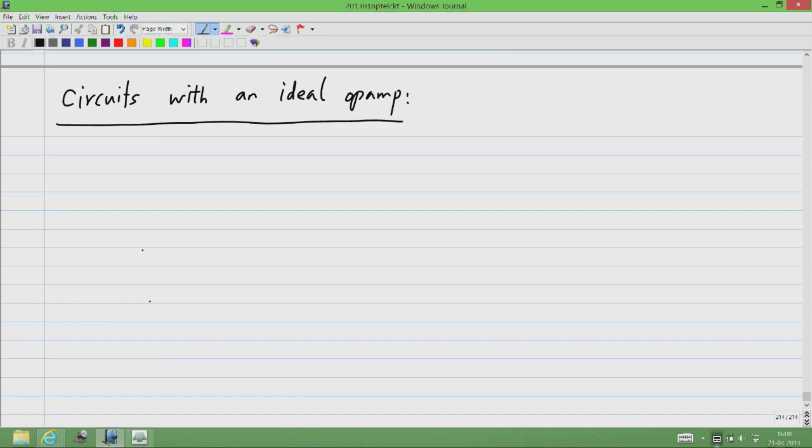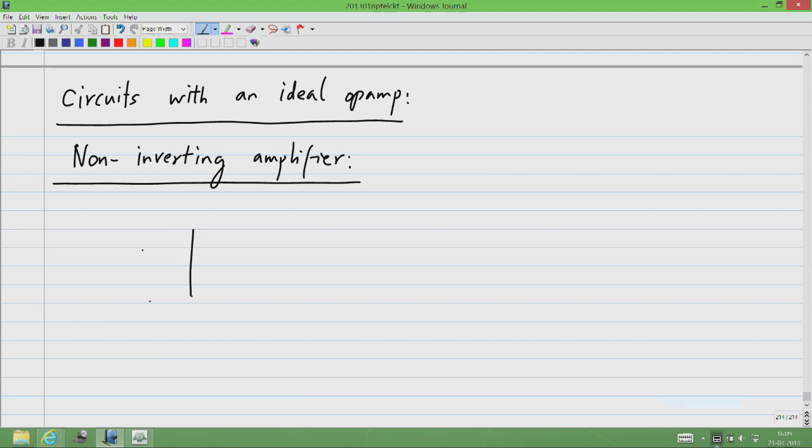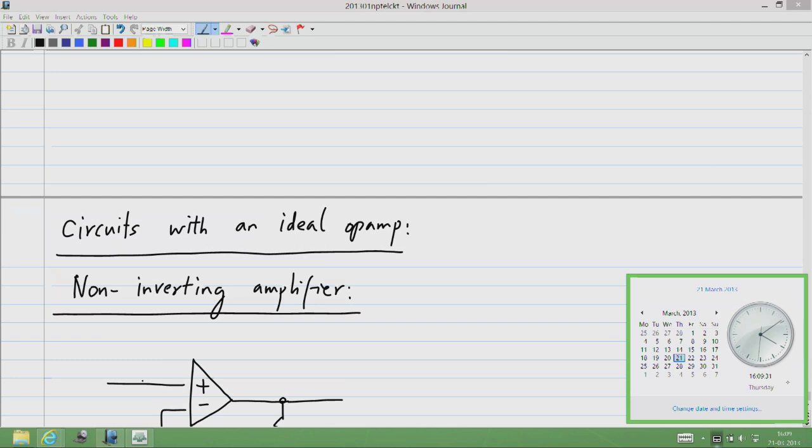Now, for this, I am going to take an example of a circuit that uses op amps, and that turns out to be an amplifier, a kind of amplifier which is used very often. It is known as a non-inverting amplifier. Okay. And the circuit for that is given by something like this.